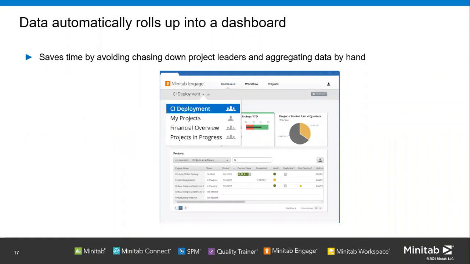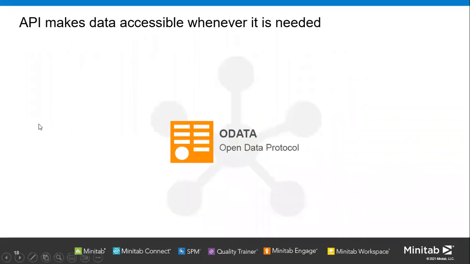The data automatically rolls up into the dashboard. So for those who are looking for a dashboard, Engage is considered the best dashboard to show to your top management and so on. And then we can connect with the API, making data available whenever it is needed.